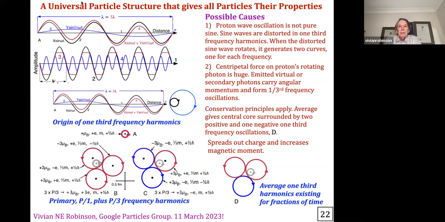What will happen is that you'll get these very large, massive photons being thrown off, and they will have the 1/3 frequency harmonics. So this gives a situation where you have the main, what I call a P/1 oscillation, that's generated 3 P/3 oscillations.